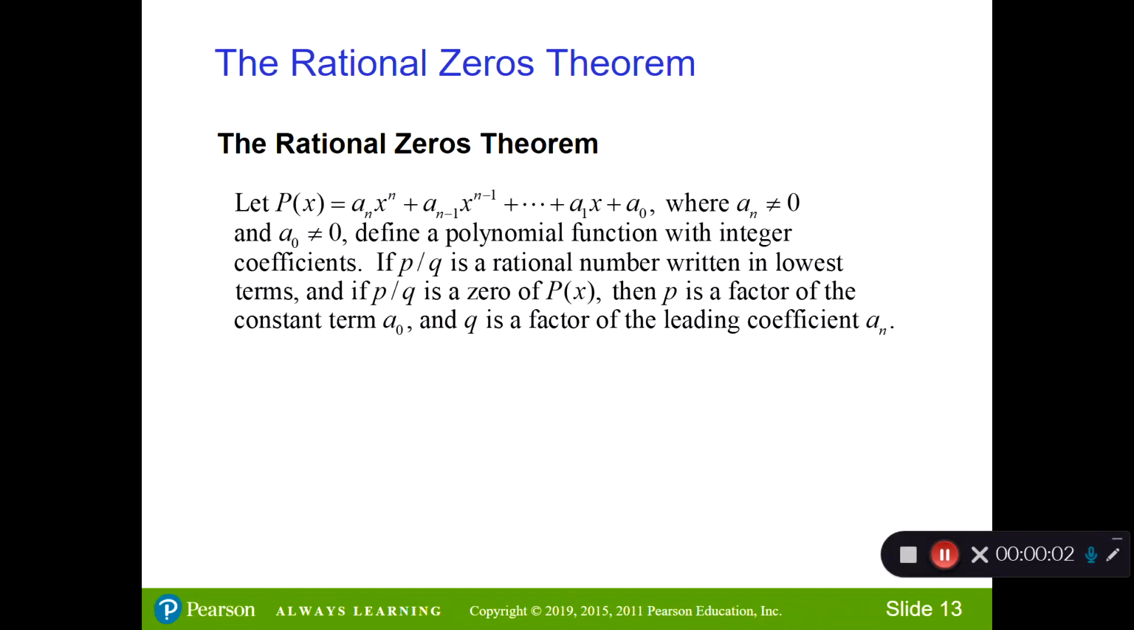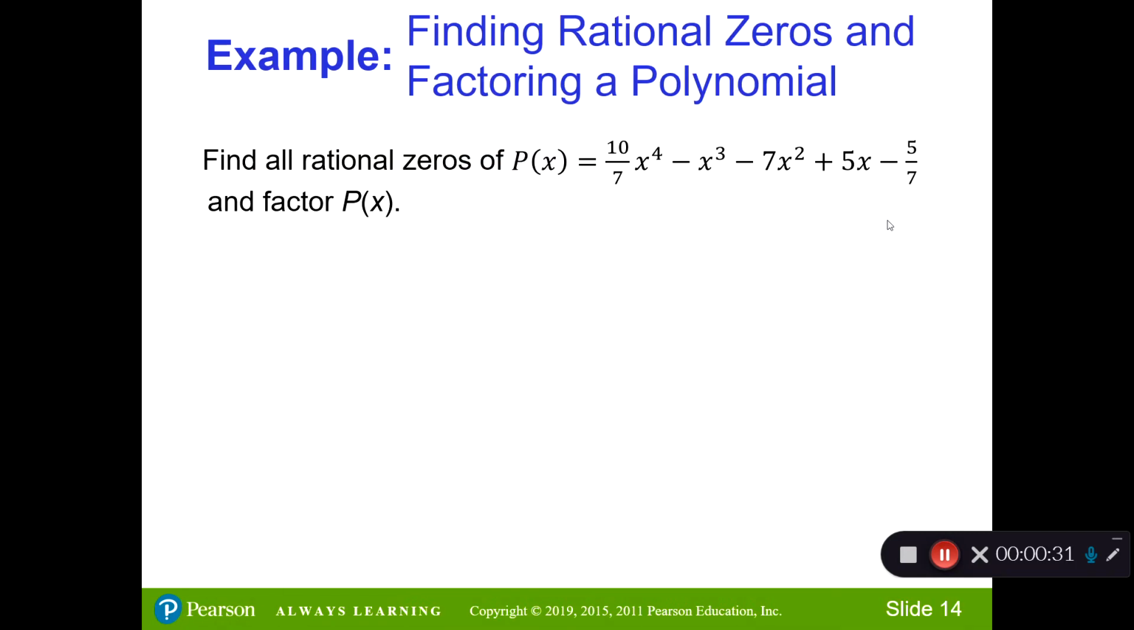The rational zero theorem gives me a way to identify possible zeros of a polynomial. If I have a degree n polynomial, every possible rational zero, remember a rational number is any number that can be written in fraction form, will have the form p over q, where p is a factor of the constant term and q is a factor of the leading term. Let's look at this with an example and we'll make some sense.